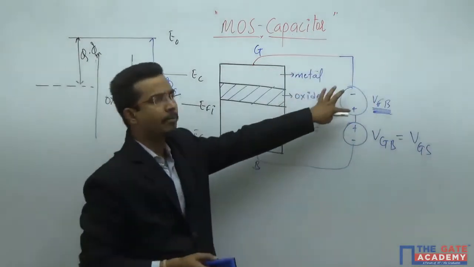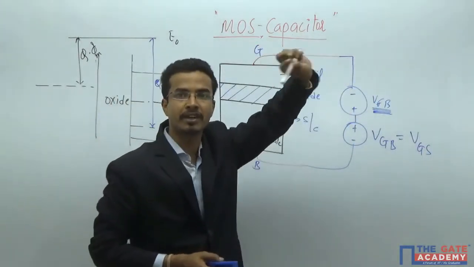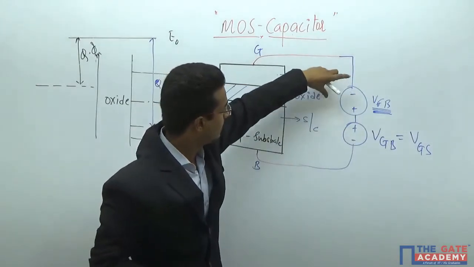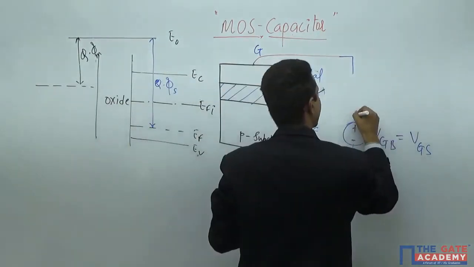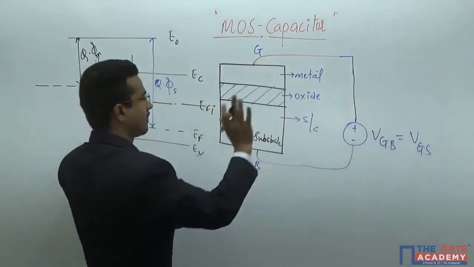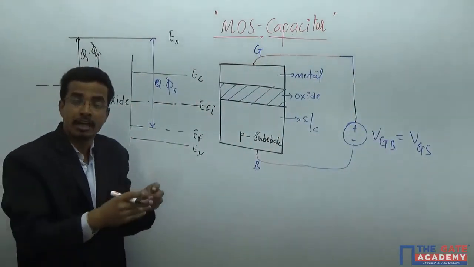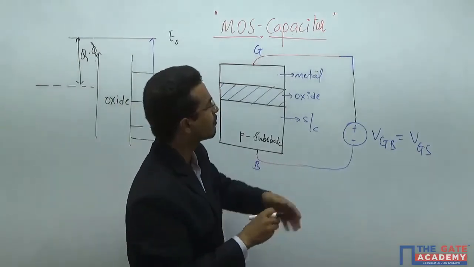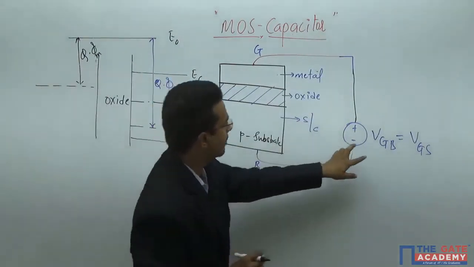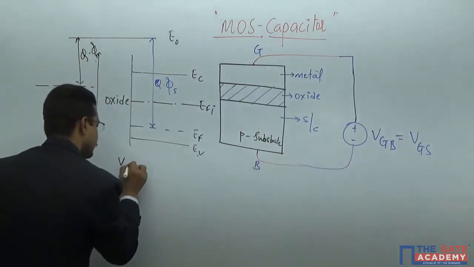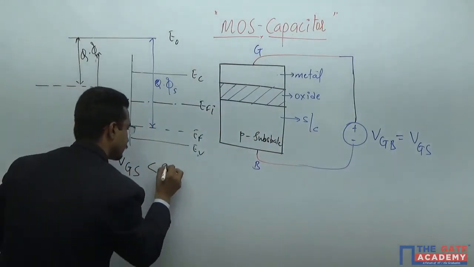Now this will come automatically, but for the first attempt I am neglecting it because it will create a problem. So I am assuming this is a flat case, and whenever I discuss further things, I will introduce this flat band voltage separately. But what will happen if this VGS is less than 0?